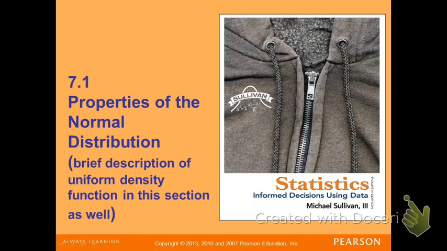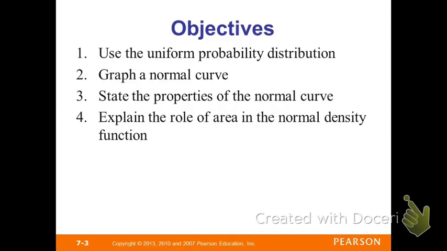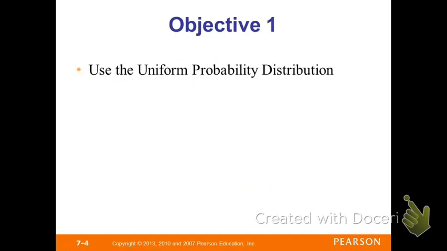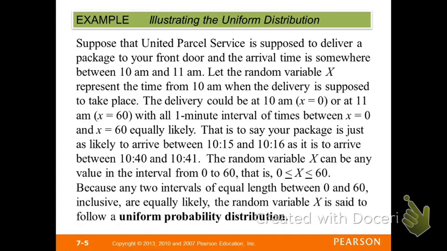So first we will take a brief look at a uniform density function, but most of the time today is going to be spent looking at the normal distribution and properties of a normal distribution. Okay, objectives for today. Use the uniform probability distribution, graph a normal curve, state the properties of the normal curve, and explain the role of area in the normal density function. Let's get started. For starters, the uniform one.